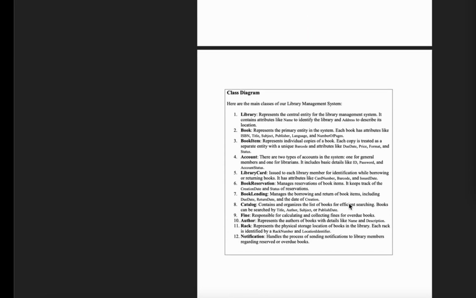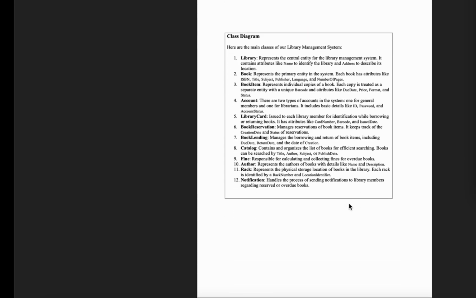Next, the library class represents the central entity for the library management system. It contains attributes like name to identify the library and address to describe its location. And the book represents the primary entity in the system. Book has attributes like ISBN, title, subject, publisher, language, and number of pages. And then the book item, account, library card, book reservation, book lending, author, and notification.